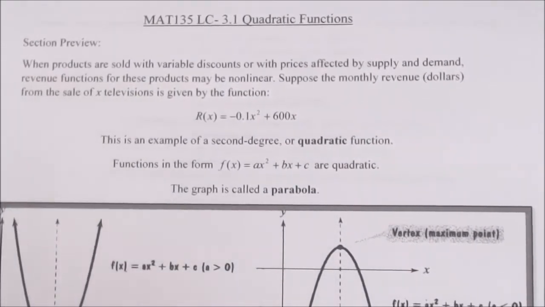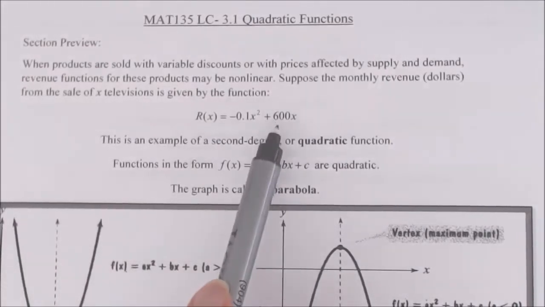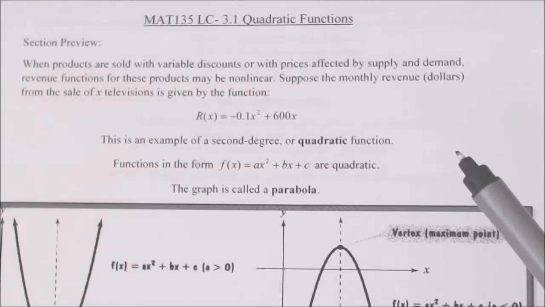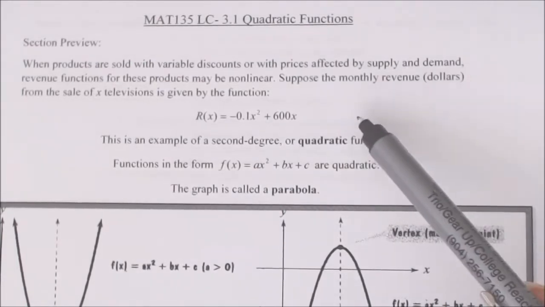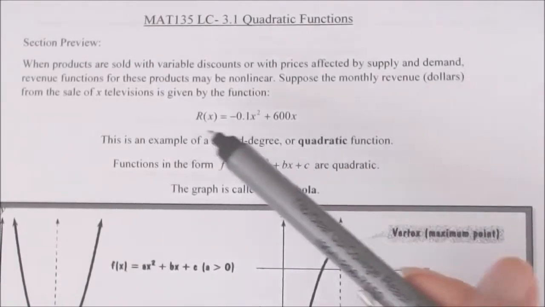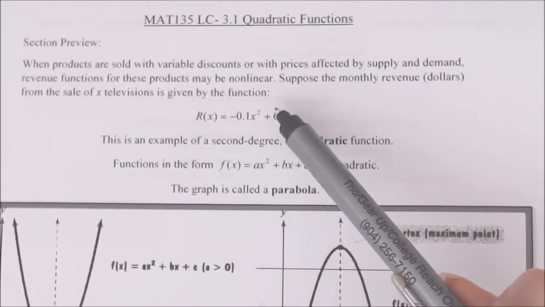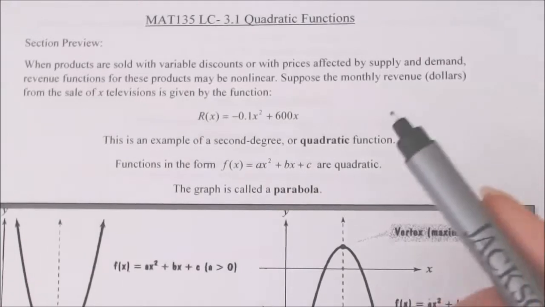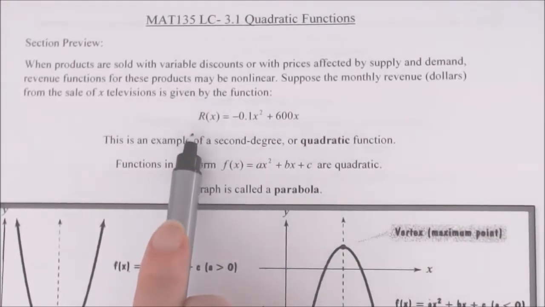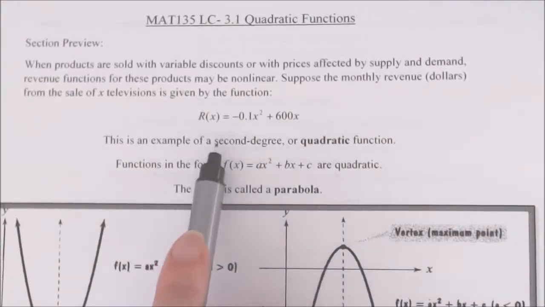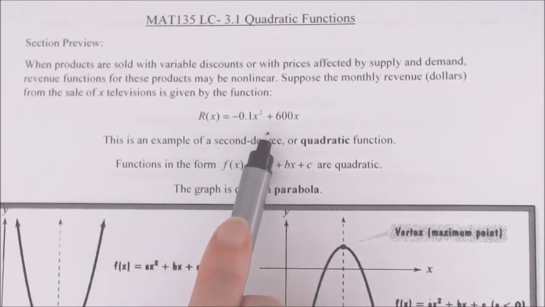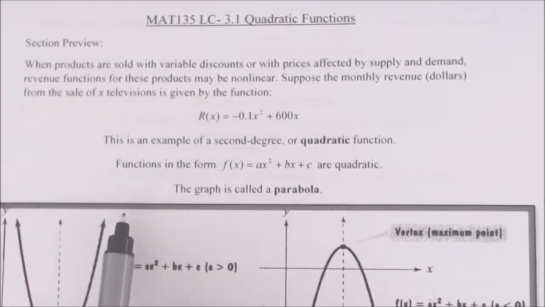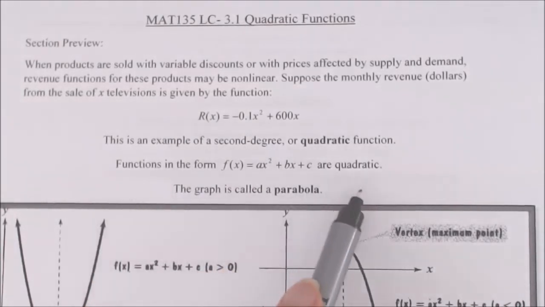It says, when products are sold with variable discounts or with prices affected by supply and demand, revenue functions for these products may be nonlinear. Suppose the monthly revenue in dollars for the sale of x televisions is given by this function. So if you're a business major, you'll probably see this again in some of your business courses, but the revenue function is given by this expression, negative 0.1x squared plus 600x, where x, remember, is the number of televisions that they sell. So this is an example of a quadratic function.